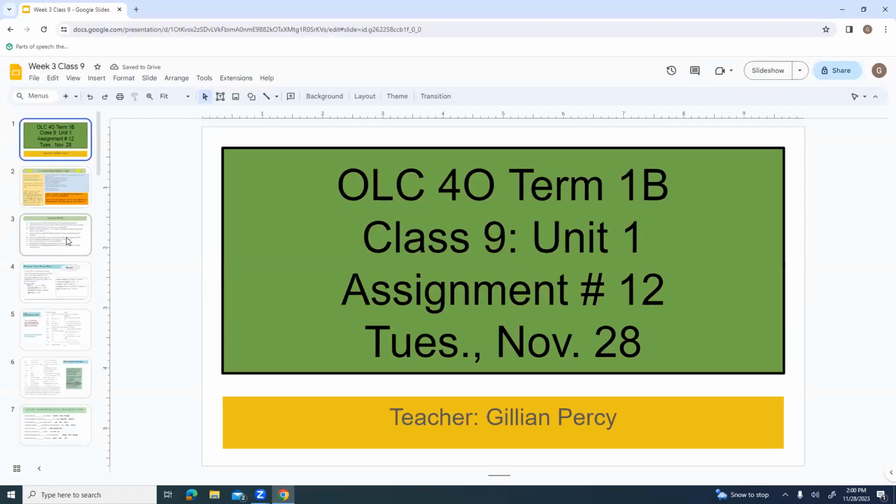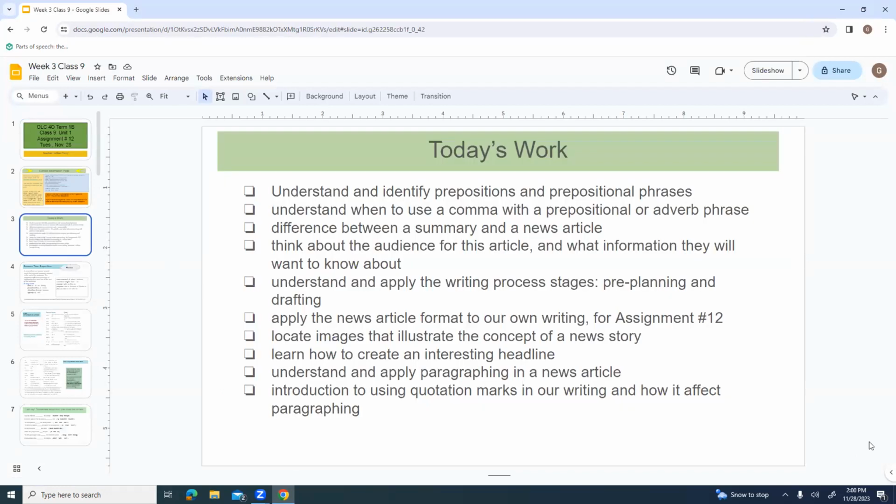Here we go. Okay, so today's work: we're going to understand and identify prepositions and prepositional phrases, understand when to use a comma with a prepositional or adverb phrase, and learn the difference between a summary and a news article. Think about the audience for this article and what information they will want to know about. Understand and apply the writing process stages for pre-planning and drafting. Apply the news article format to our own writing for assignment 12.